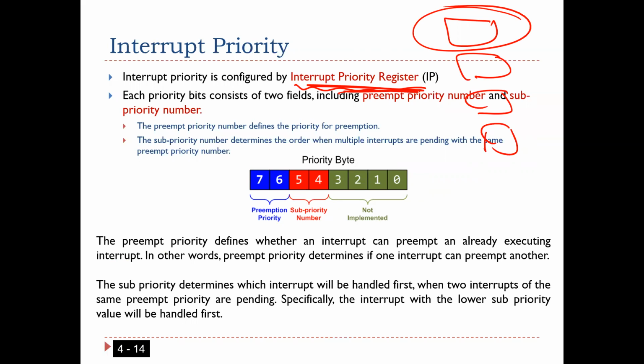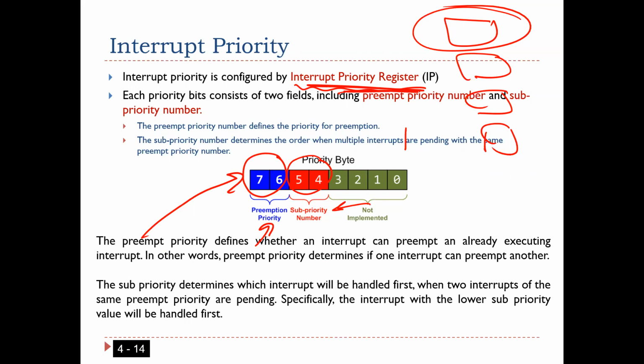The way they do it is, although it is a byte, we actually don't use the first 4 bits. We only use these 4 bits. As you see here, we have 2 bits for preemption priority and 2 bits for sub priority number. What is the difference between them? The preemption priority determines if this interrupt should preempt the other interrupt or not.